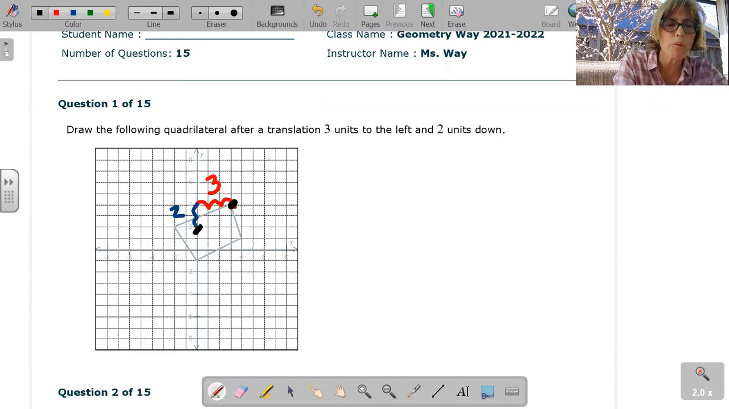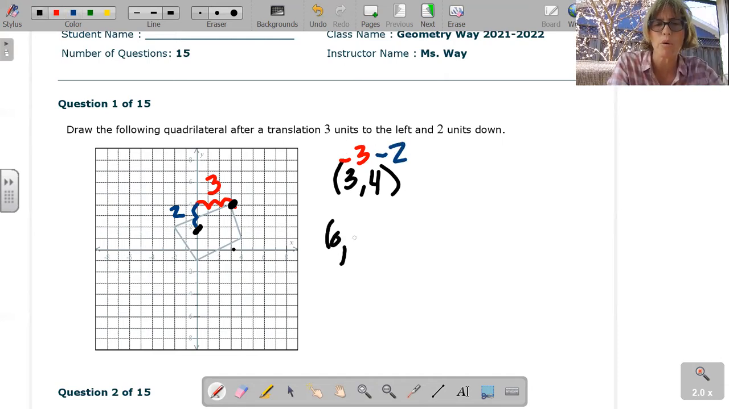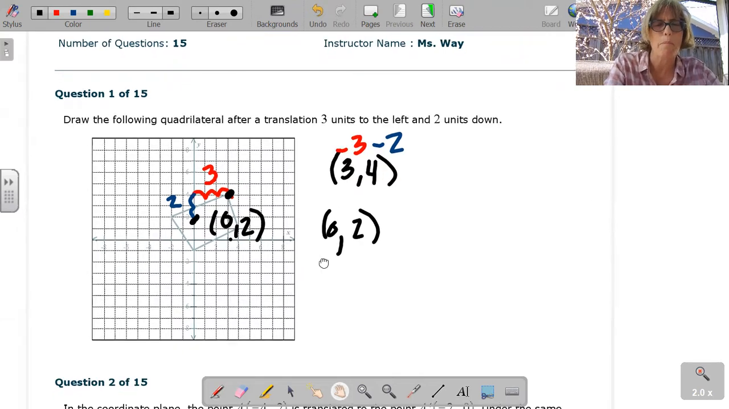So our original point here is positive 3, positive 4. That's your original point. And then 3 units to the left would be minus 3, 2 units down, minus 2, which would put us at the coordinates 0, positive 2, which is exactly where we ended up. So that is both the physical and the mechanical way of doing a translation.